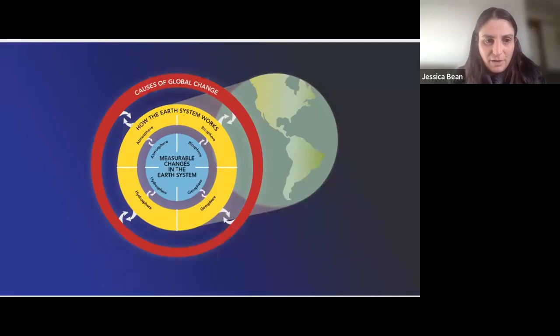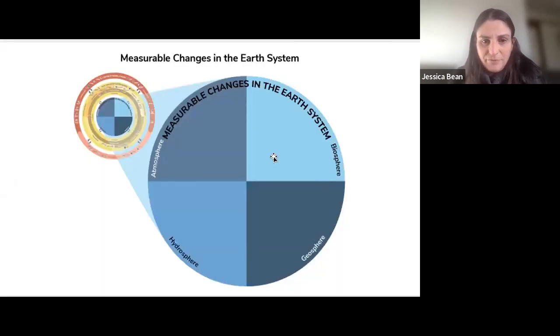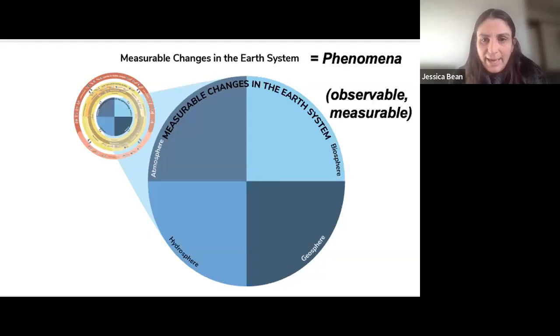So the last part of our framework that I'll unpack for you now are the measurable changes in the Earth system. So again, what's our evidence? What's our data? What are the things that we're monitoring and measuring all over the world to understand how much and how fast the world is changing? And again, we've divided this up into our 4 spheres. And what we've noticed over the years is that actually these are the basis for phenomena. If you're doing NGSS phenomena-based instruction, this is a great place to start thinking about what are the observable, measurable components of the Earth that could then be localized and be something that you would investigate about what's happening in the world, and why is it happening, why is it changing.